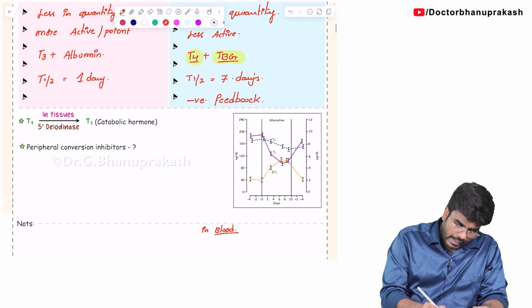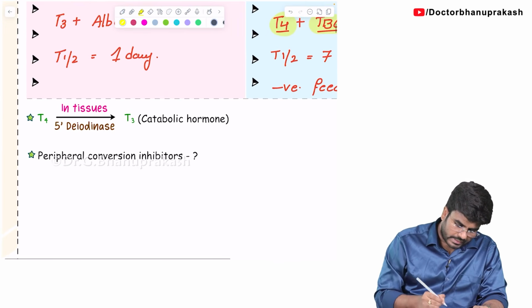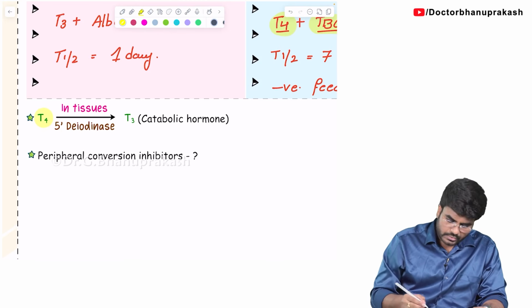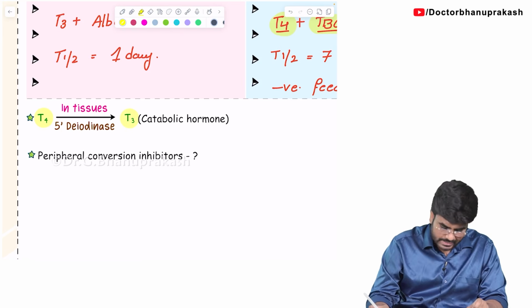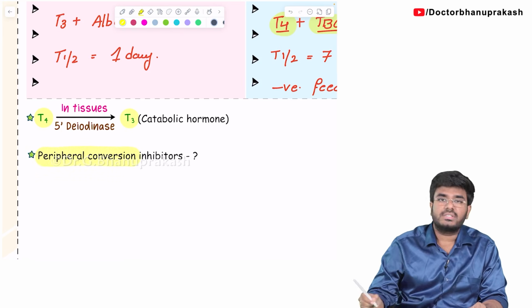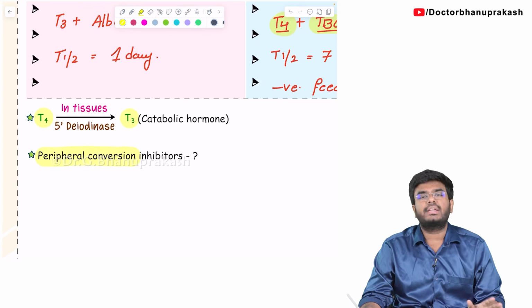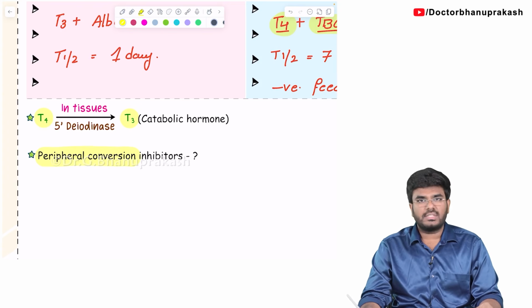Now, have I already taught you that T4 is the inactive, less active form? So it should be converted into the more active form called T3. And this process is called peripheral conversion. This process is called what? Peripheral conversion. The conversion of the inactive T4 into the active form is called peripheral conversion.